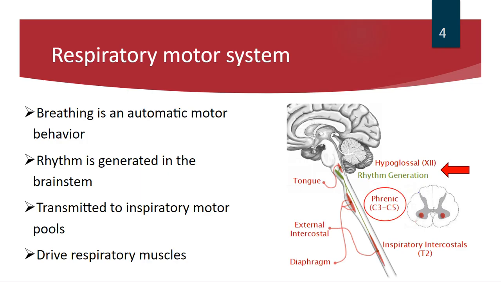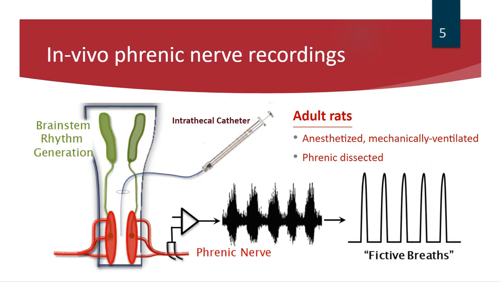Today we're going to focus mostly on the phrenic motor system. Phrenic motor neurons are a column of motor neurons that reside in the ventral horn of the upper cervical spinal cord between the third and the fifth level. This is the same for rats and for humans. The axons of these motor neurons will leave the spinal cord, will come together to form the phrenic nerve, and the phrenic nerve will innervate the diaphragm, which is our primary muscle of breathing. Now, we take advantage of this neural network in an in vivo experimental preparation to record the respiratory neural activity.